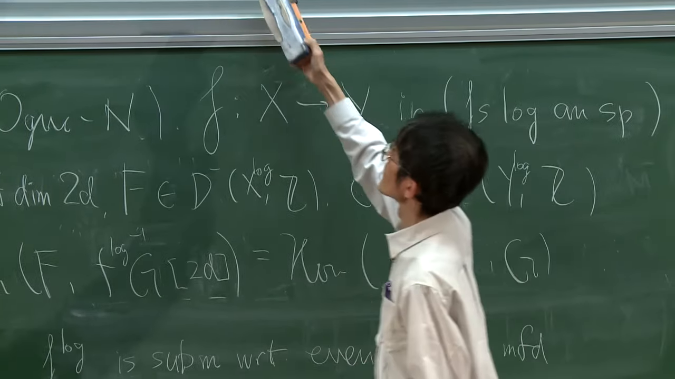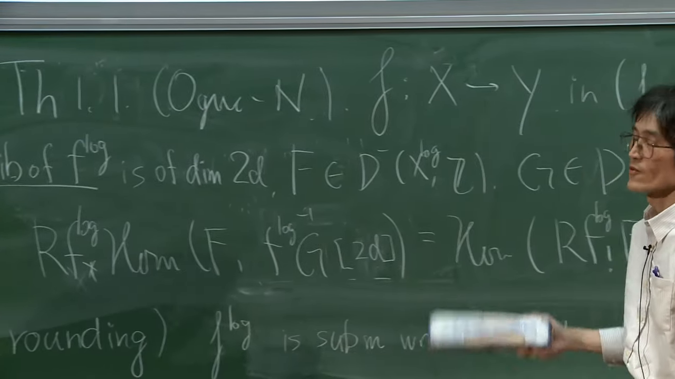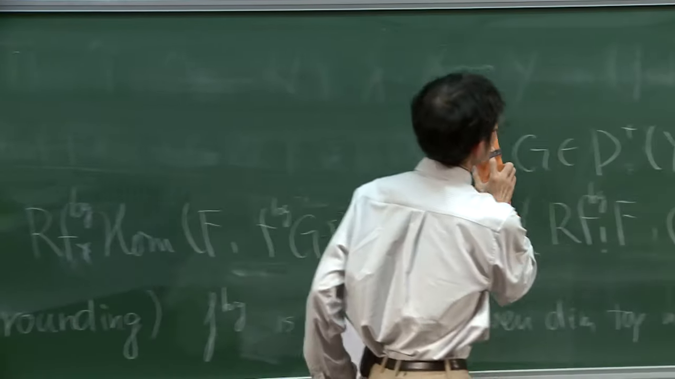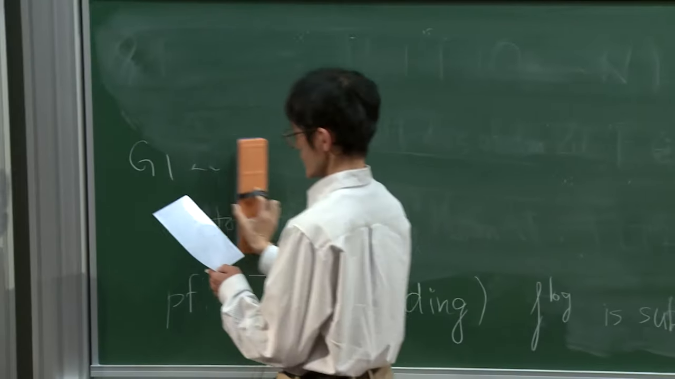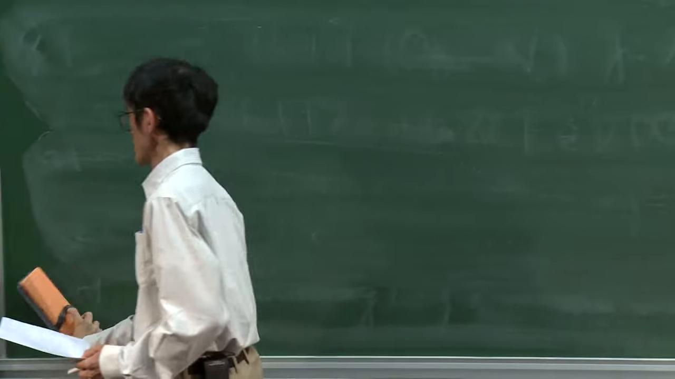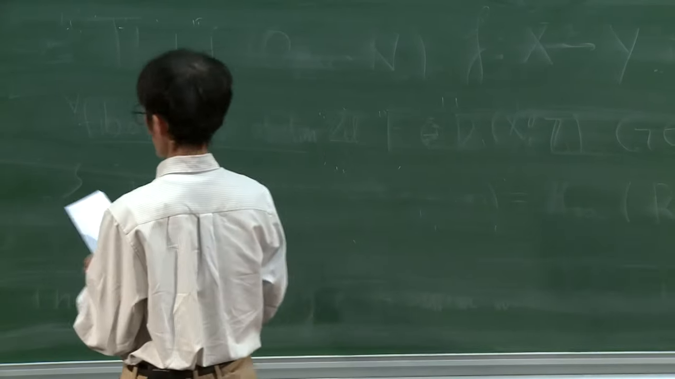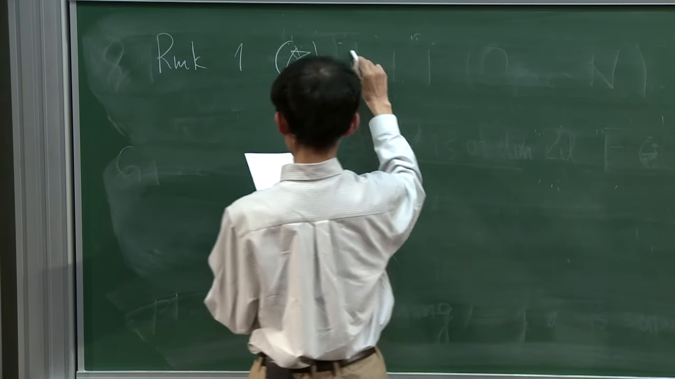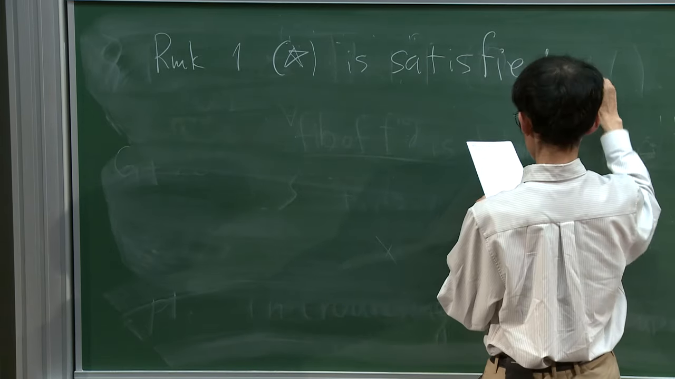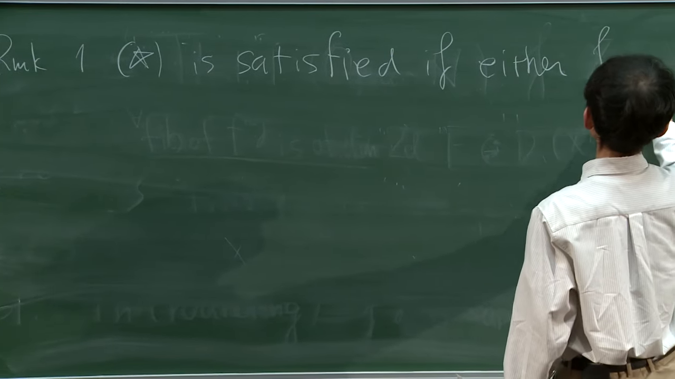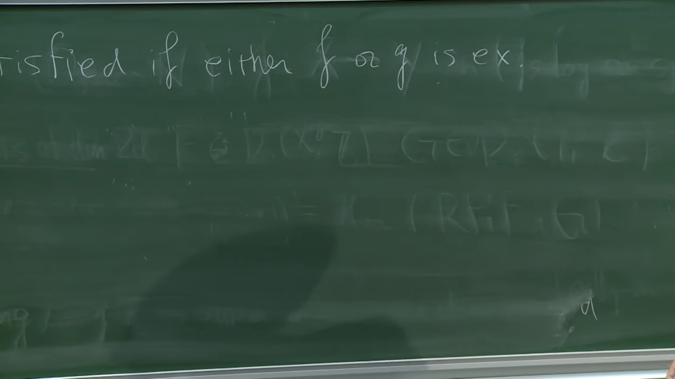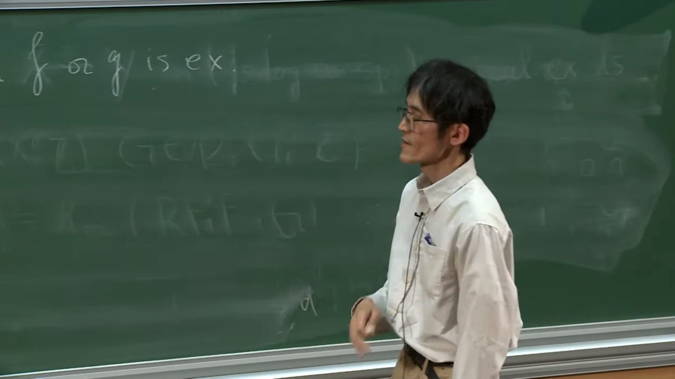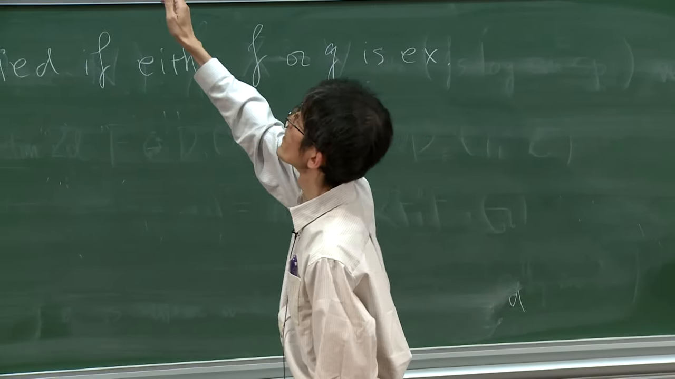And other statements hold naively with no problem. And we remark on the condition star. First, if either F or G is exact, then this condition holds. So under the exactness condition, we can freely use every base change theorem.